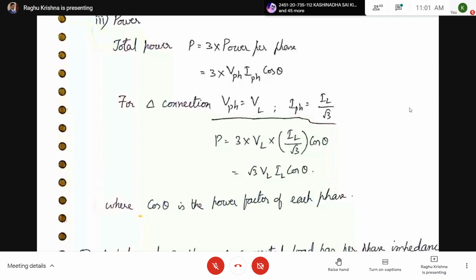Active power is the only power which is consumed by the load. Reactive power is used to measure the power exchange between the source and the reactive part of the load. So go through the previous class.